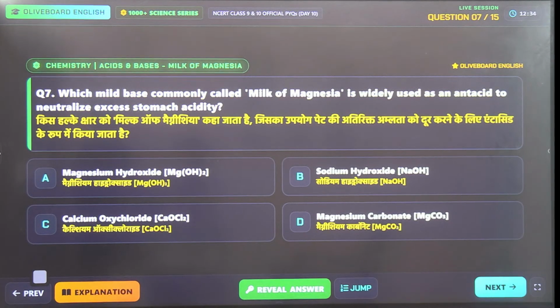Ankita is going with B, sodium hydroxide. This time the answer is going to be B, that is magnesium hydroxide. Fine. And guys, do not get confused in this question because these questions are repeatedly asked. So magnesium hydroxide is the correct answer. We'll go with option number A, magnesium hydroxide.